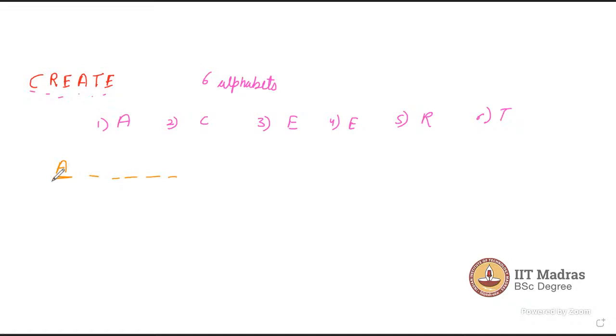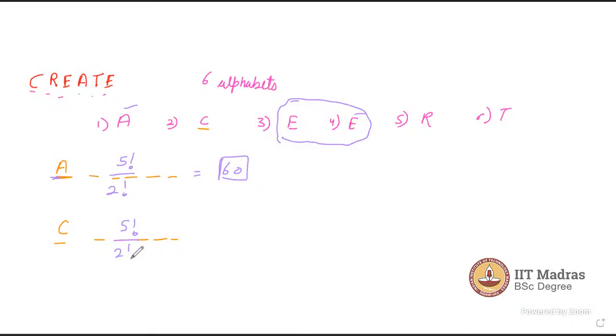If I am fixing A over here, I am left with 5 more alphabets, which I can arrange in 5 factorial ways. But E is appearing 2 times, so you have to divide by 2 factorial because these two are identical, not distinct. So 60 words start with A. After that, the words starting with C will appear. Fixing C, the remaining 5 can be arranged in 5 factorial ways, and again we have 2 E's, so again it's 60 ways. So in total, we have 120 words completed.